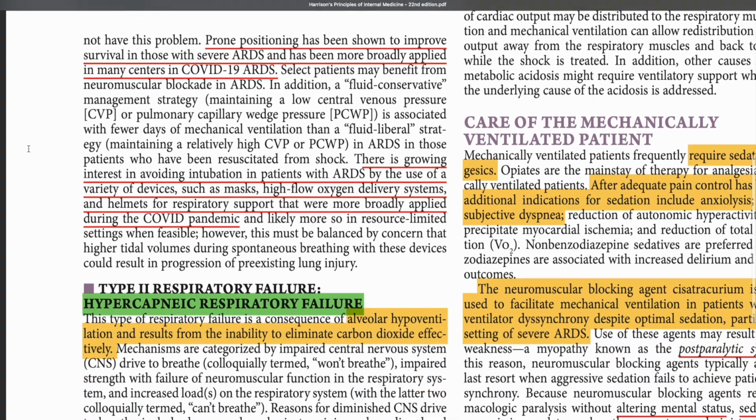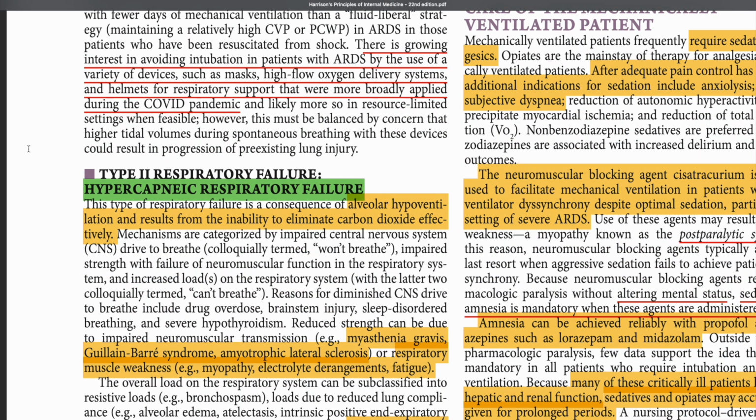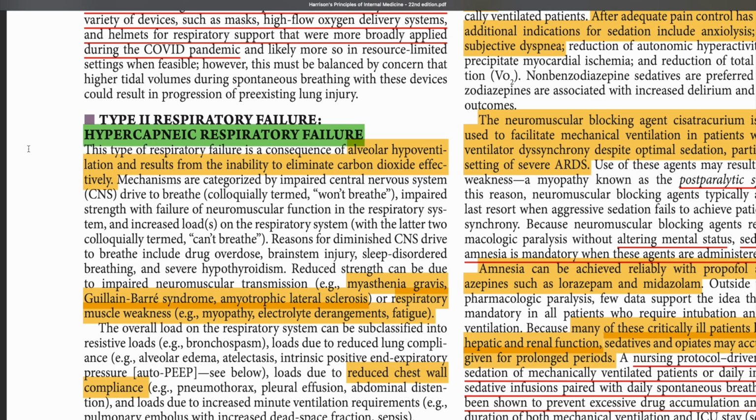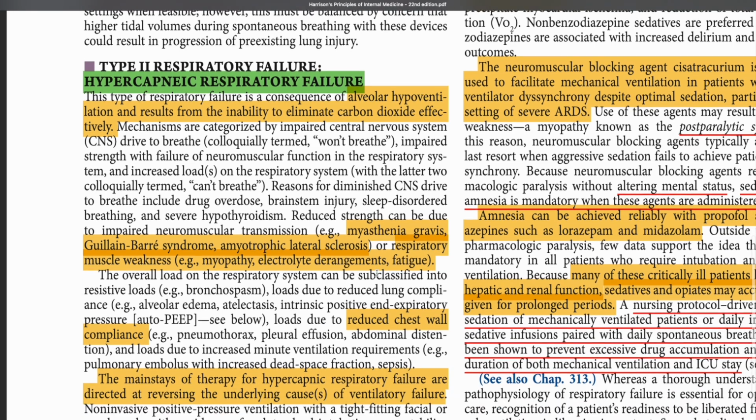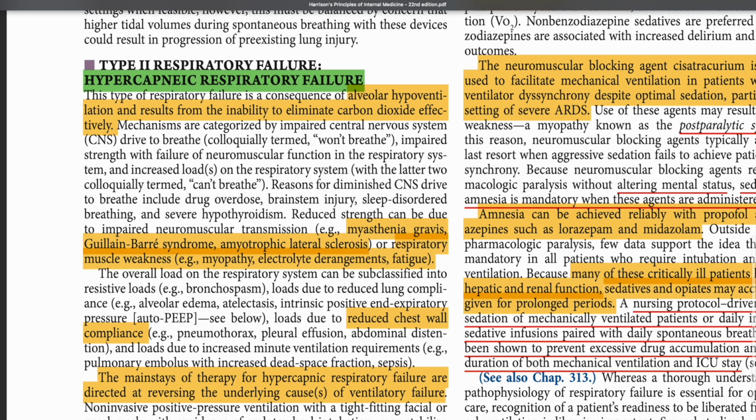Then we'll go to type 2 respiratory failure. Type 2 is hypercapnic, where there is increased CO2, usually with hypoxemia. The causes are like COPD, CNS depression, neuromuscular weakness, chest wall disorders, and I've underlined here like myasthenia gravis, Guillain-Barré syndrome, and amyotrophic lateral sclerosis, or other respiratory muscle weakness, which I have told earlier.